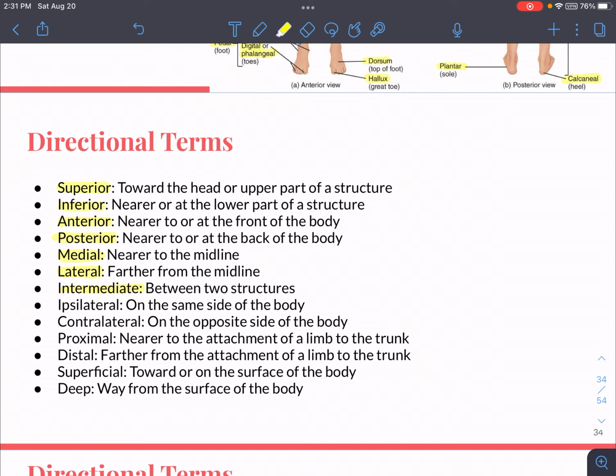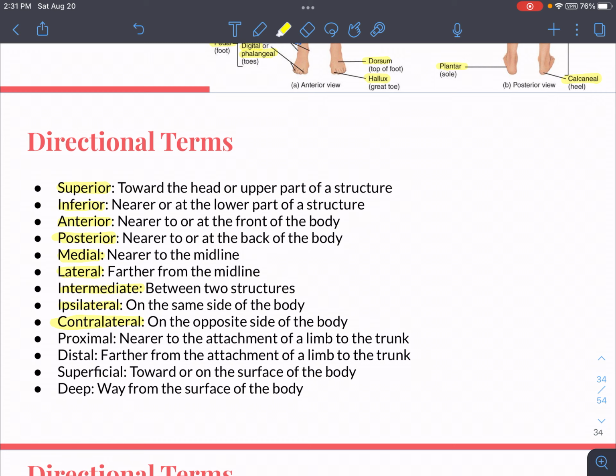Ipsilateral is on the same side of the body. So my right shoulder is ipsilateral to my right knee. They're both on the right side of the body. Contralateral is opposite. So my right shoulder is contralateral to my left knee. They're on opposite sides of the body.